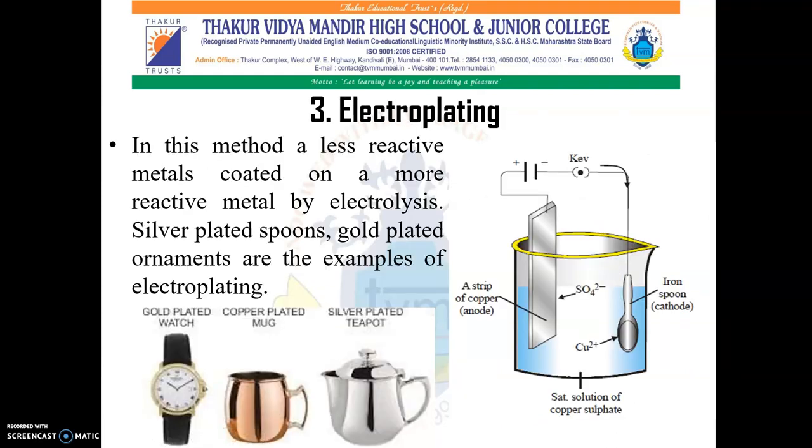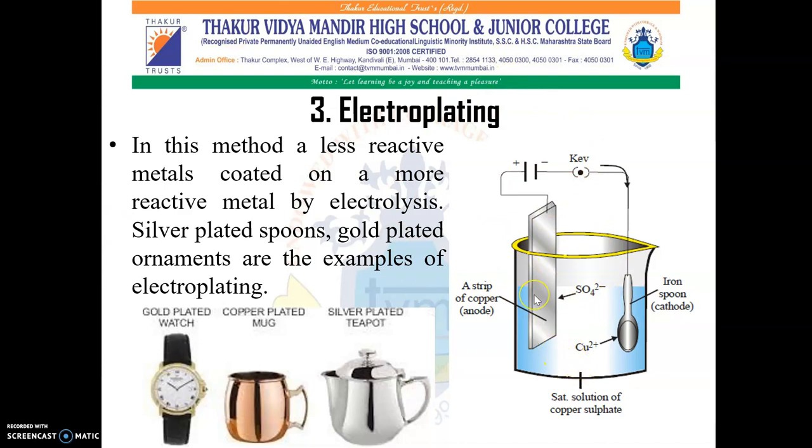Electroplating. In this method, a less reactive metal is coated on a more reactive metal by electrolysis process. Silver plated spoons, gold plated ornaments, these are the examples of electroplating. Few more examples are shown over here in the picture, like gold plated watch, copper plated mug and silver plated teapot. On the right hand side, the electrolysis process is shown, where the solution of copper sulfate is the electrolyte.